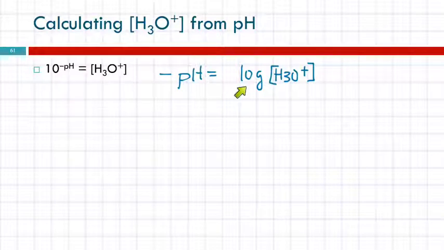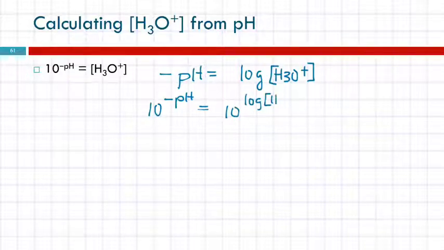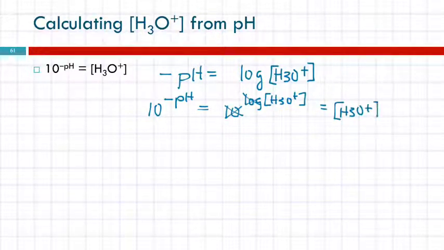Now I want to get rid of log. I can't divide by log because it's a function. I have to do the opposite function, which is anti-log. Anti-log is 10 to the x. So I'm going to take 10 to the x of both sides. So 10 to the negative pH is equal to 10 to the log of the hydronium ion concentration. Well, 10 to the log of something, those cancel out, and that equals the hydronium ion concentration. If you didn't understand that or you don't get it, that's okay. That's where the equation comes from. That's why there's a negative sign there.